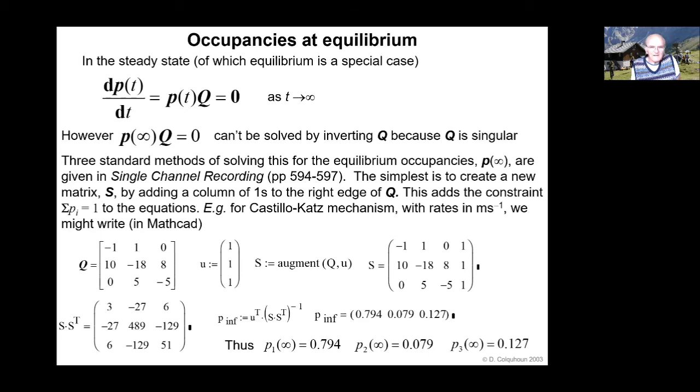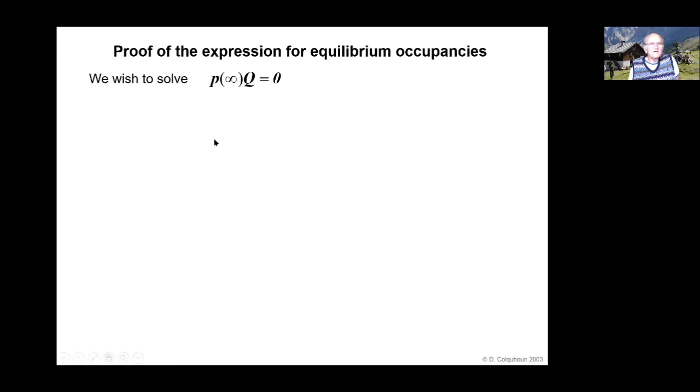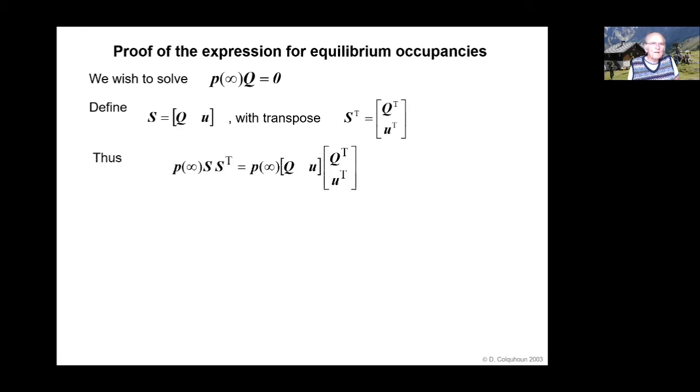So why does that work? It's actually quite sexy. We'll just quickly prove it. We wish to solve P infinity Q equals zero matrix. So we augment Q with a column of ones and call that S. Its transpose can therefore be written in that way. So if we multiply the equilibrium vector by S times its transpose, we get this expression when we multiply out the right-hand side.